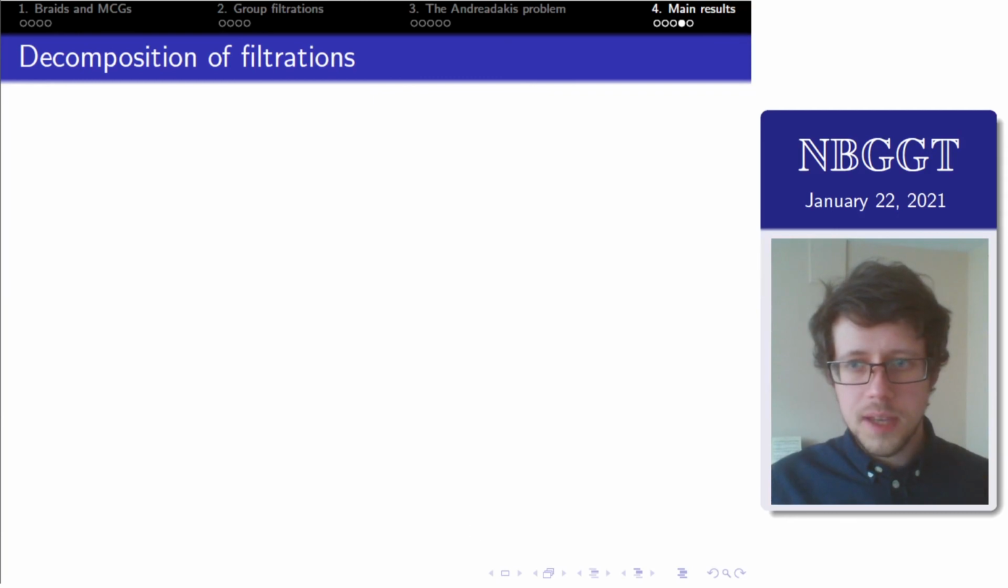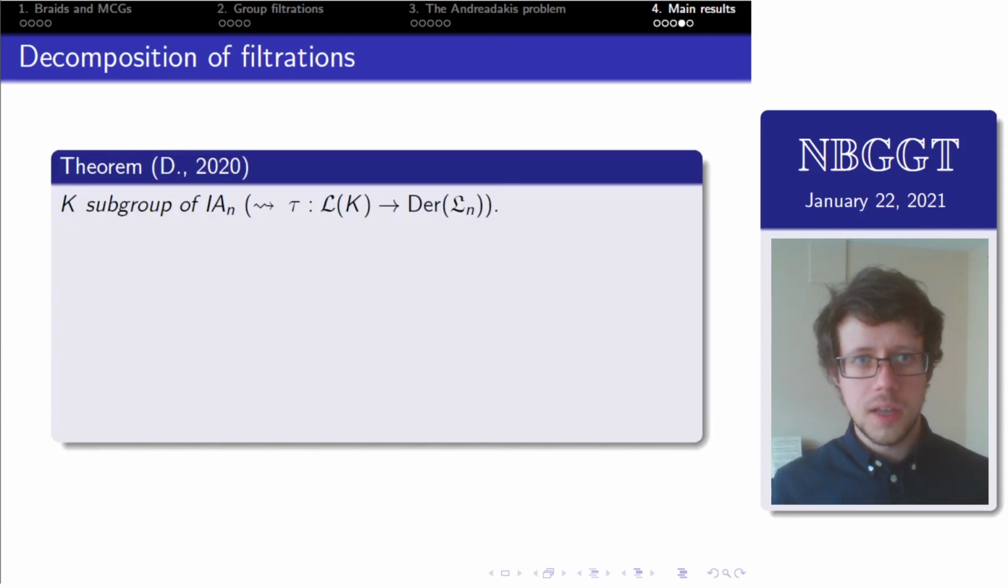So now we get to a theorem allowing us to use this decomposition as a product of subgroups to decompose filtrations on the subgroup we're interested in. So the theorem goes as follows. K is a subgroup of IAn. Then we get an associated Johnson morphism.